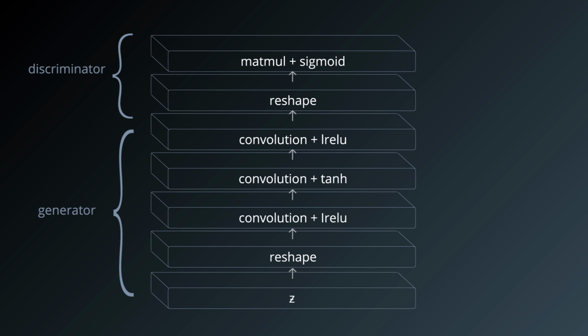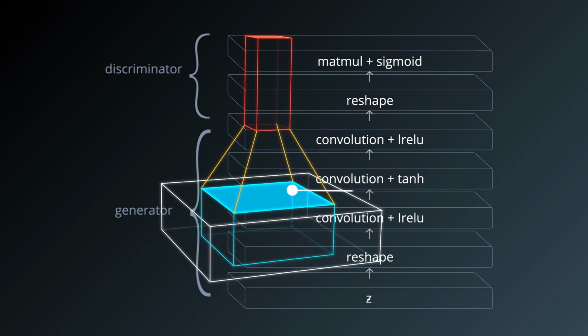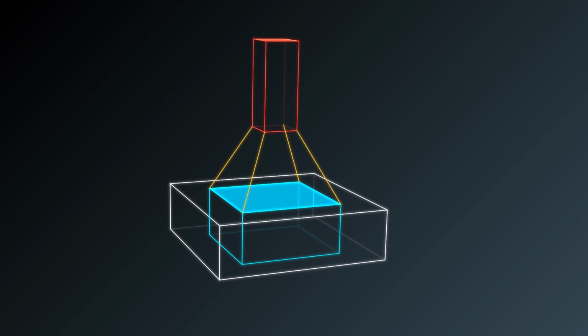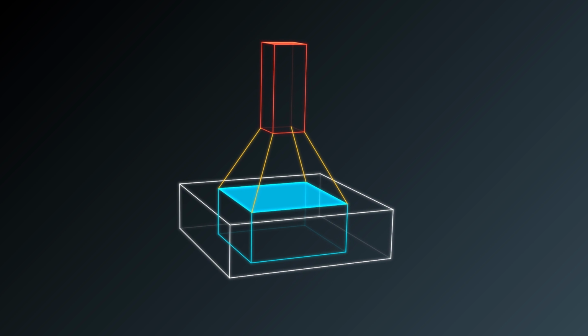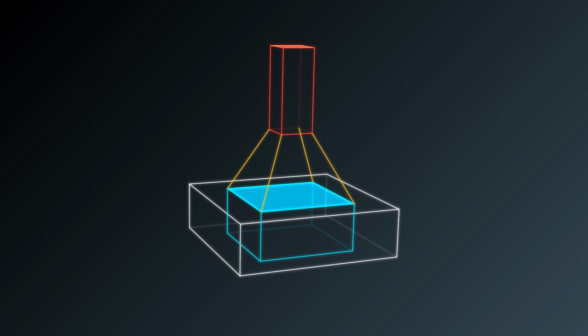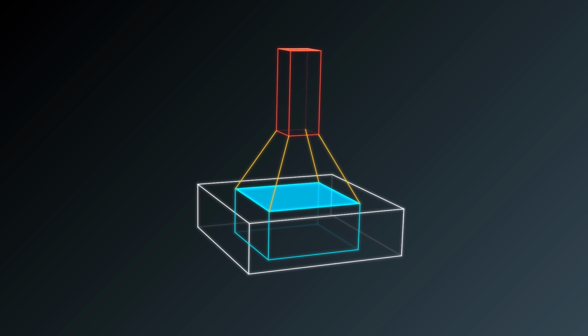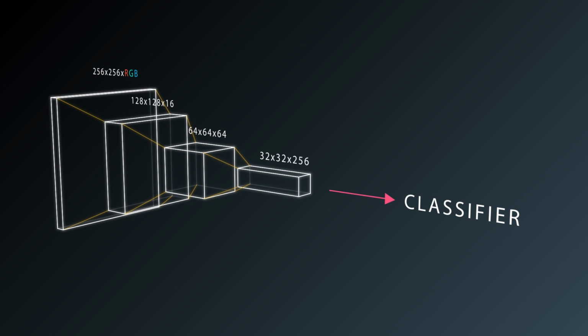To get the random input into this format, we have to use a reshape op near the start of the generator. For example, we might transform a mini-batch of vectors that each contain 1,000 entries into a stack of 10 feature maps that are each size 10 by 10.